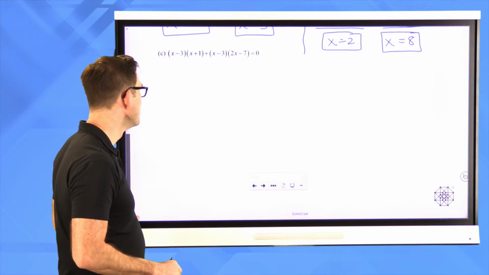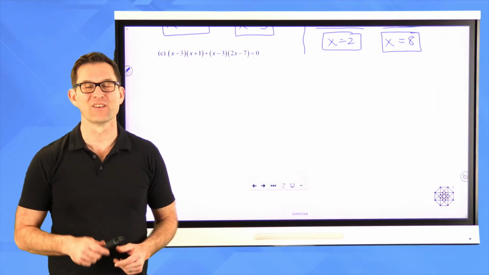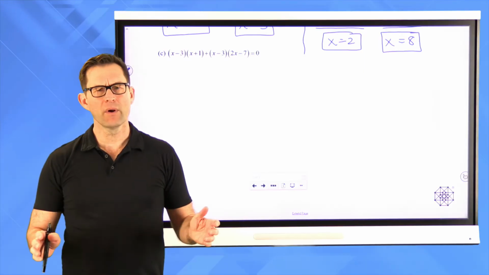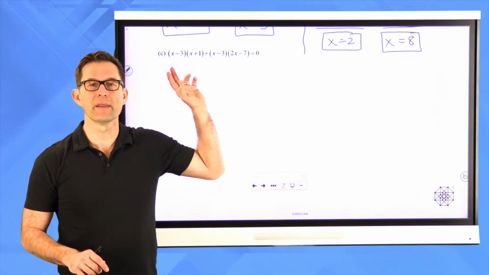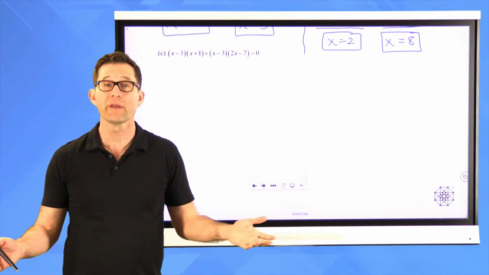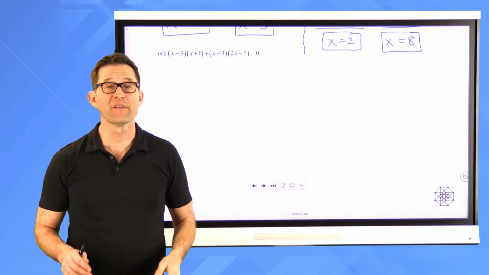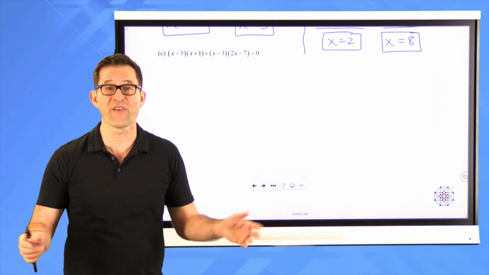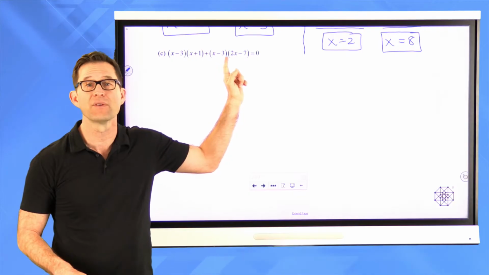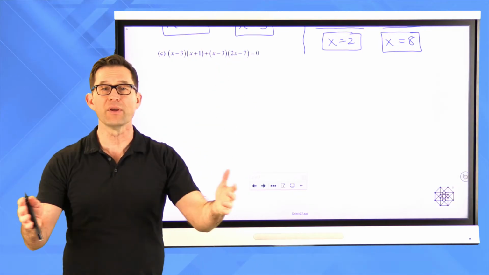Letter C though, this one's a little bit more complicated. Let's take a look. We've got x minus 3 times x plus 1 plus x minus 3 times 2x minus 7 equals 0. Now, I want to point something out. A lot of students might look at what appears to be a very complicated expression here and think, oh, it's already factored. Right, I got stuff in parentheses multiplying other stuff in parentheses. It's factored. I'll take this and set it equal to 0, this and set it equal to 0, this and set it equal to 0, this and set it equal to 0, and I'll be good to go.